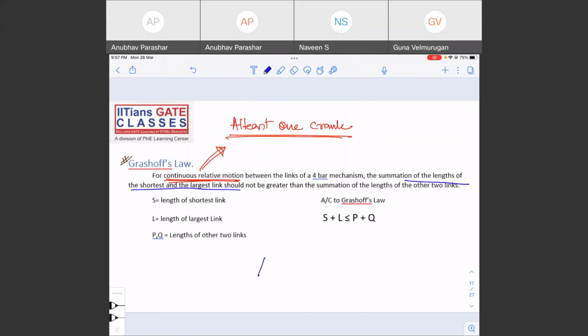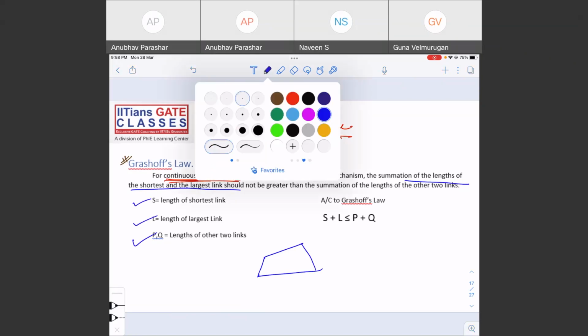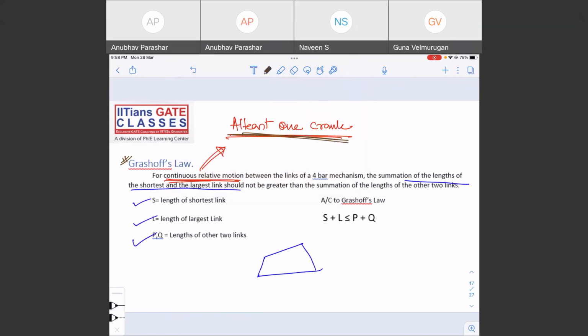For example, in a 4-bar mechanism, there will be shortest link, largest link, and other two links, where S is the length of the shortest link, L is the length of the largest link, and P and Q are the other two links, right? So according to Grashof's law, if you want at least one crank, this law has to be satisfied. The sum of the lengths of the shortest and the largest link should be smaller than or equal to the sum of the lengths of the other two links: S + L ≤ P + Q.